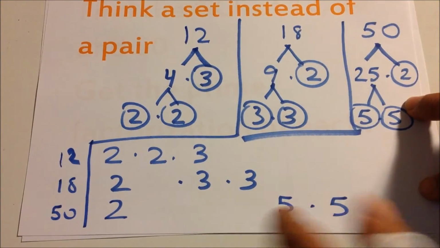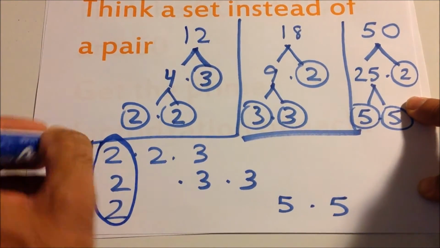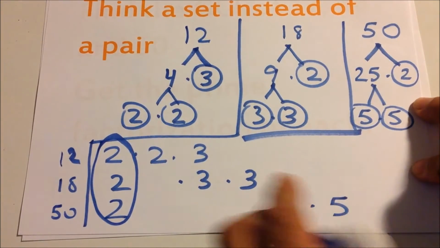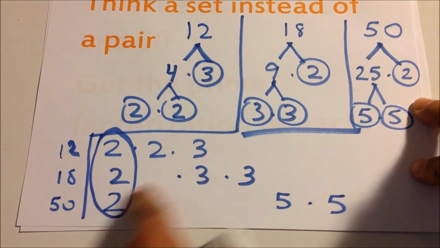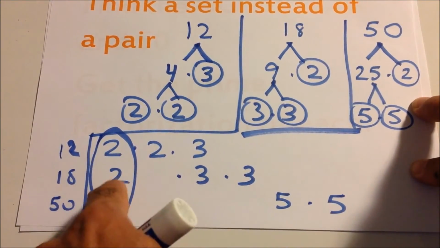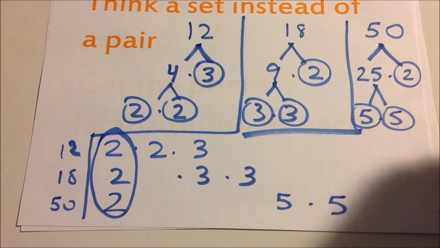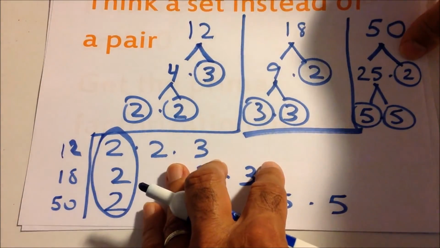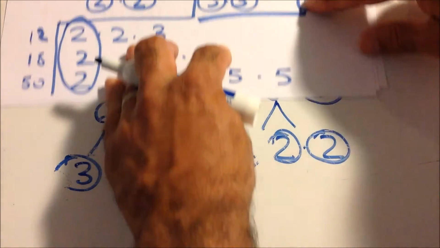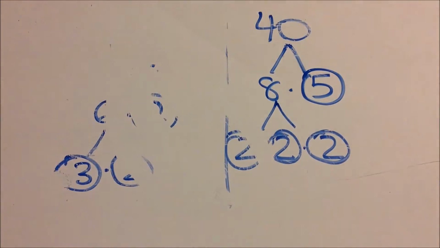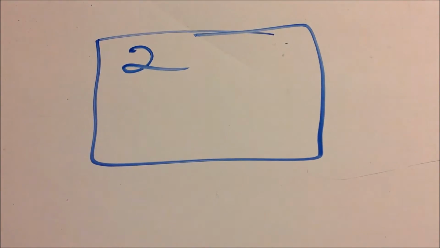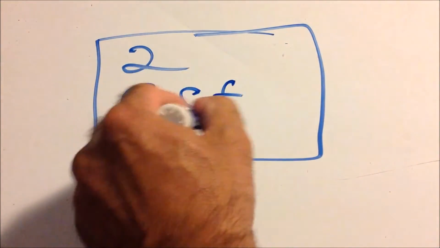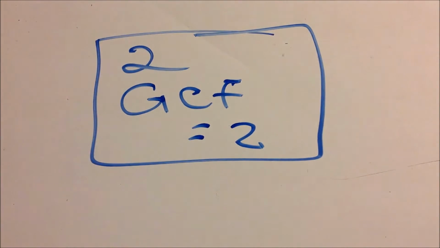So we can see that the only thing they share is a set of 2's. 12 and 18 have a set or a pair of 3's, but 50 doesn't have 3's. So they only share one set of 2's, one set. So in our set box, we have one set, and it's a 2. And that's it. So the GCF equals 2 in our set box.